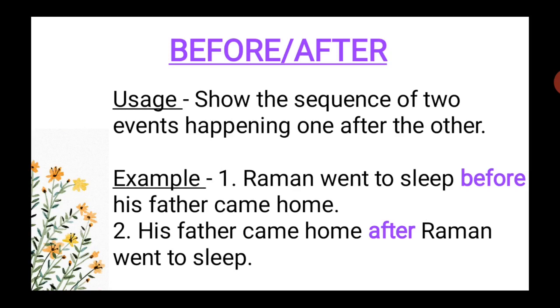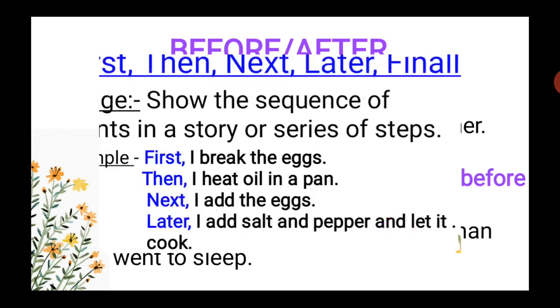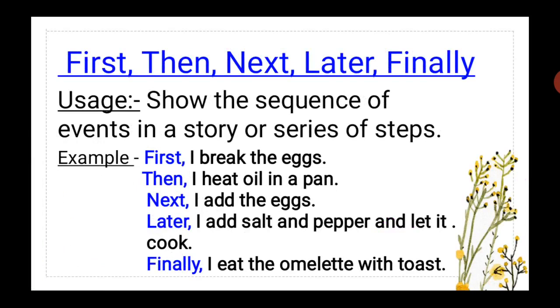Let us consider another type of sequence connector, which is first, then, next, later, finally. It shows the sequence of events in a story or a series of steps. You can understand better with the help of the example given: first I break the eggs, then I heat oil in a pan, next I add the eggs, later I add salt and pepper and let it cook. Finally, I eat the omelette with toast.